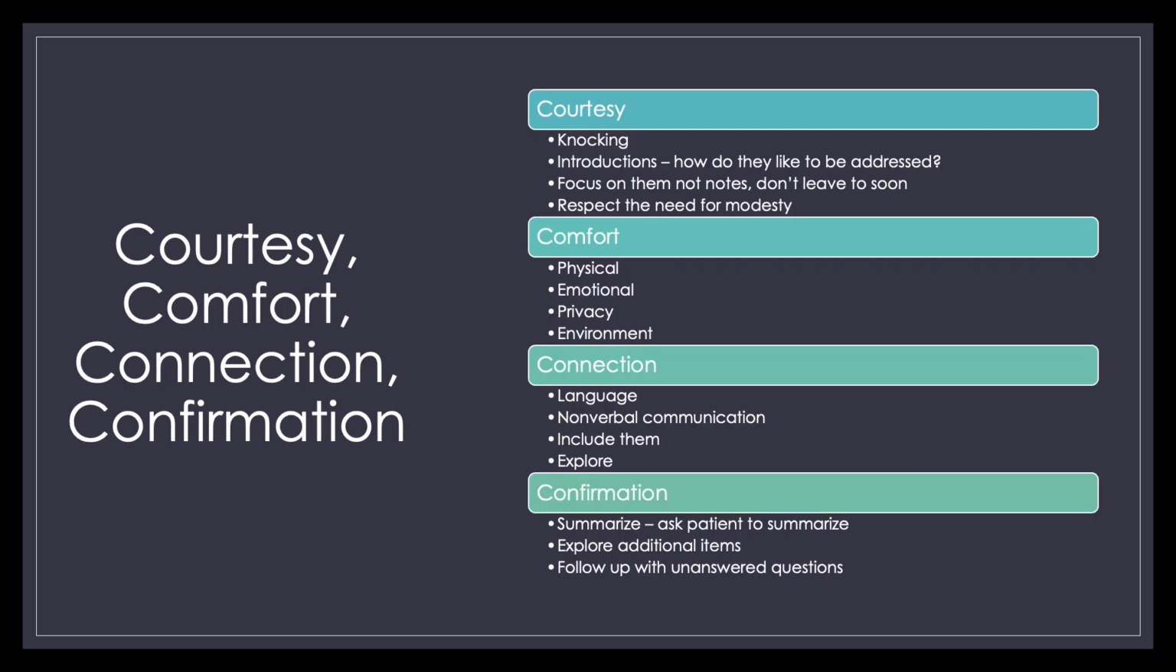In building rapport in a relationship, a trick is learning the 4 C's: courtesy, comfort, connection, and confirmation. Courtesy includes such things as knocking, making the introduction, and again asking how they like to be addressed, focusing on them, not taking notes, making sure that you don't have a hand reaching for the doorknob, so don't leave too soon.